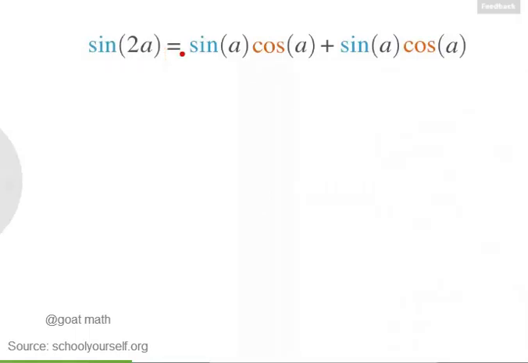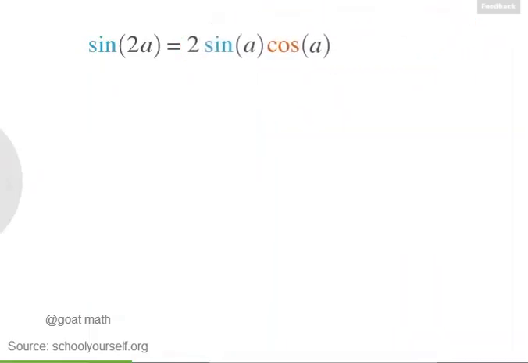And it's equal to sine A cosine A plus another sine A cosine A. Adding these two terms together gives us 2 sine A cosine A. And that's the trig identity for the sine of 2A. For any angle A, the sine of 2A equals 2 sine A cosine A.